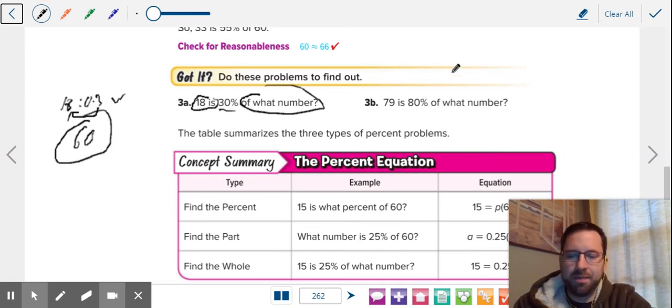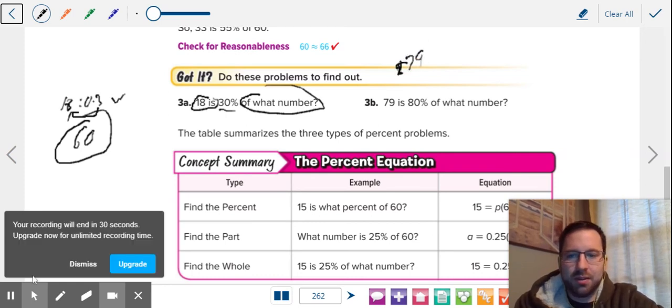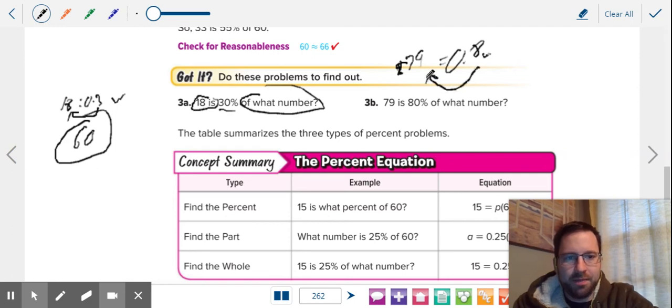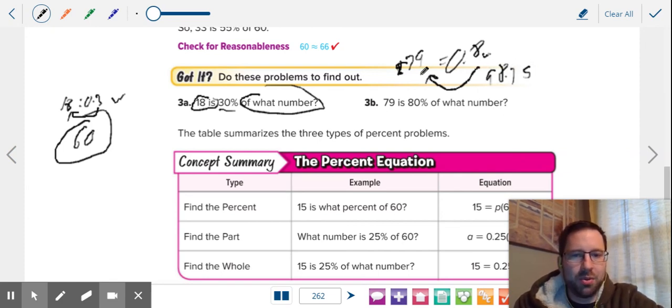Okay, let's come over here. We know the part, 79. Whoops, it looks like 179. Get rid of that 1. Okay, is 80% of the whole. We're going to divide by 0.8. 79 divided by 0.8 is 98.75. Don't round unless you really need to, unless there's a bunch of decimals or the problem tells you. In this case, it doesn't tell you.